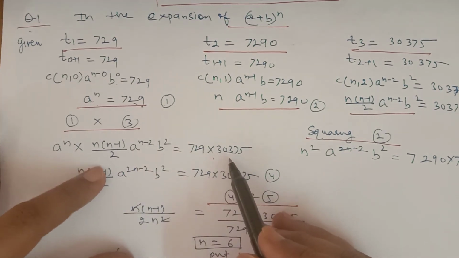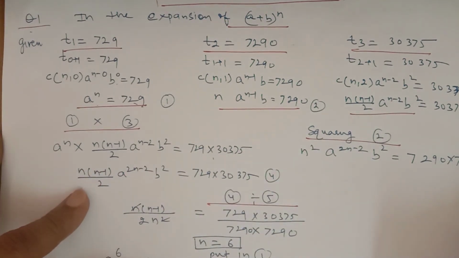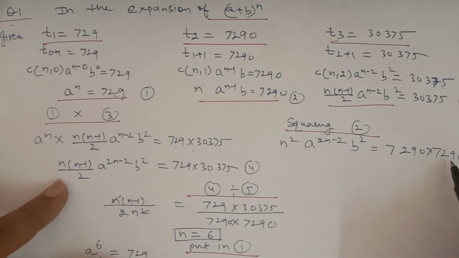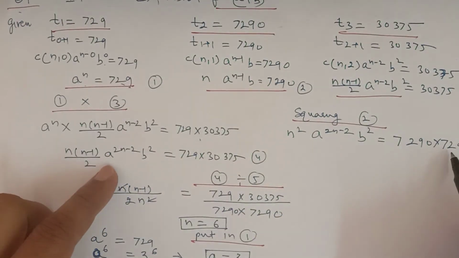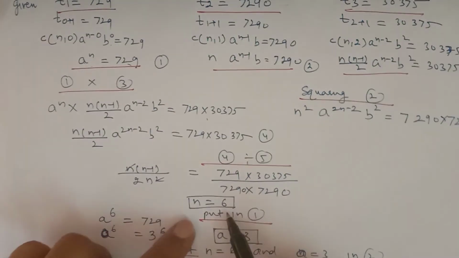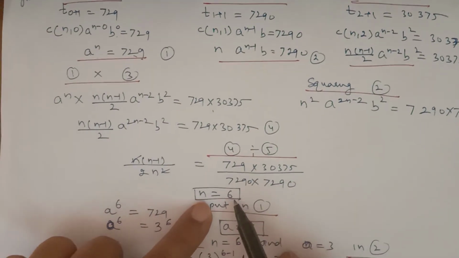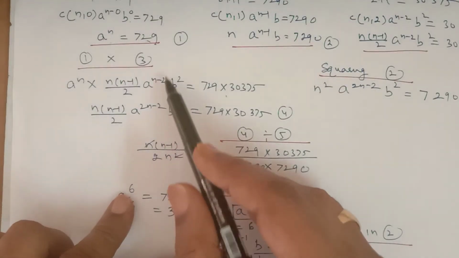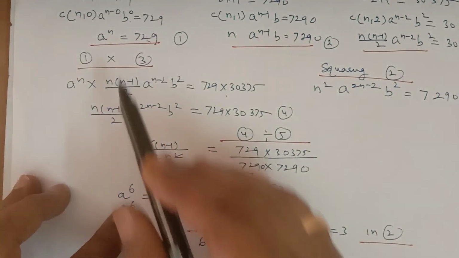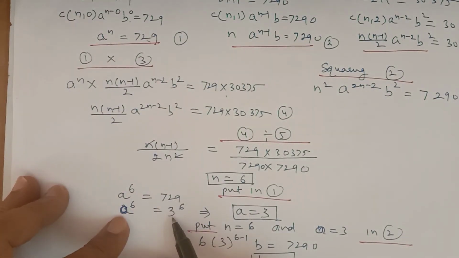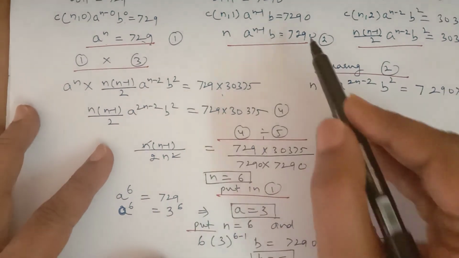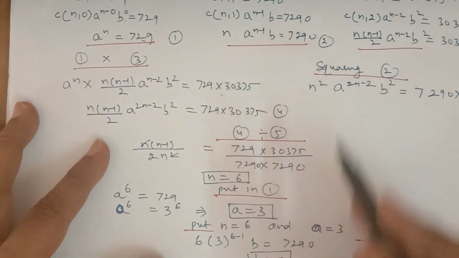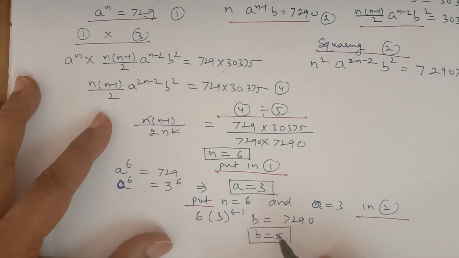I have called this the fourth equation. This is the fifth equation. It is obtained by squaring both sides. Now how can you solve it? You divide the fourth by the fifth, and you get the value of n as 6. When you put n is equal to 6 in the first equation, you will get the value of a, which is equal to 3. When you put a and the value of n as 6 in equation number 2, you will get the value of b, which is coming out to be 5.